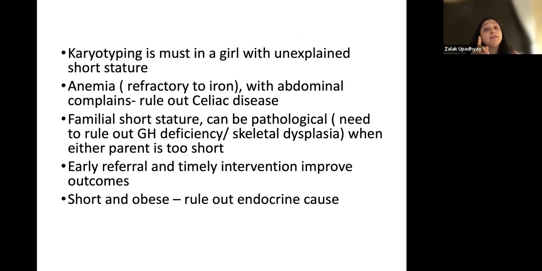As I said, karyotyping is a must in a girl with unexplained short stature. Any anemia refractory to iron with abdominal complaints, you have to rule out celiac disease. Familial short stature can be pathological. Maybe one of the parents had growth hormone deficiency or skeletal dysplasia, which was not picked up. That does not mean the child cannot be evaluated or given treatment. Early referral and timely intervention improve the outcome. Remember, any short and obese child, we have to rule out the endocrine cause.